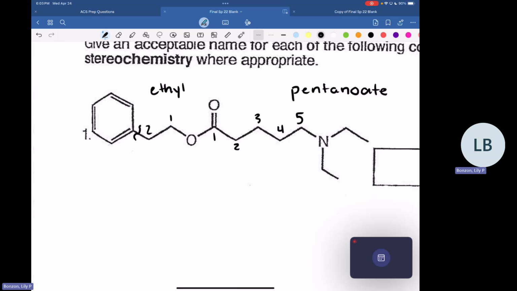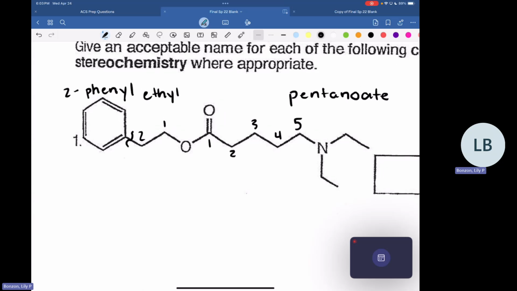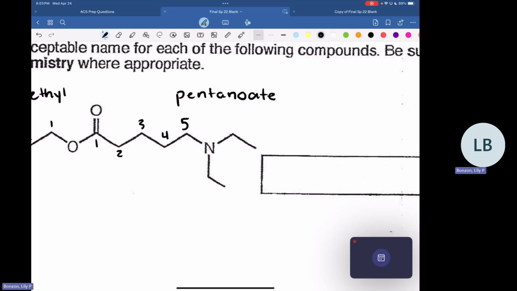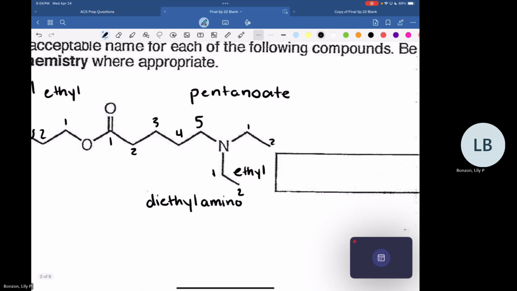And then as for the substituents, this benzene ring is going to be a phenyl. Remember, phenyl is when it's just the benzene ring by itself. And the benzyl is when it has an additional CH2 group. So this will be 2-phenylethyl. And then over here, attached to the main part, we have this amine group. And both of the parts coming off of the amine are going to be ethyls. So this is going to be diethyl. And then whenever the amine is a substituent, it's called amino. So you just say diethylamino. And that's coming off of carbon 5.